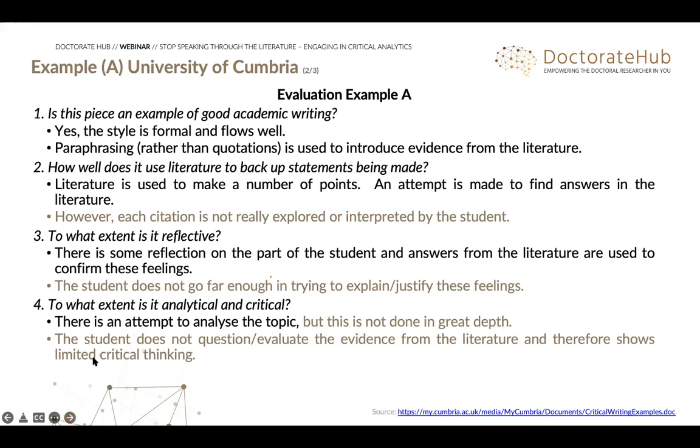So to what extent is it reflected? There is some reflection on the part of the student, and answers from the literature are used to confirm these findings. This student does not go far enough in trying to explain and justify these feelings on the negative side. And as a fourth feedback, to what extent is it analytical and critical? There is an attempt to analyze the topic, but this is not done in great depth. The student does not question or evaluate the evidence from the literature, and therefore shows limited critical thinking.